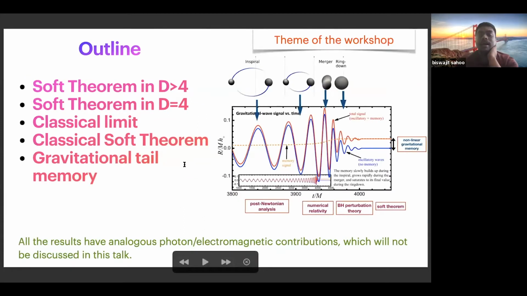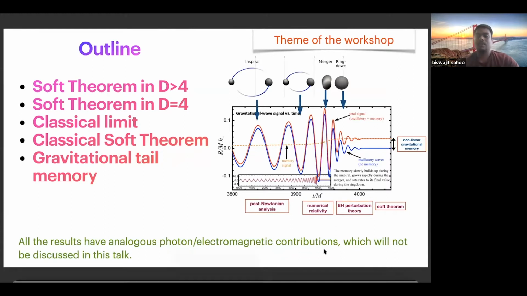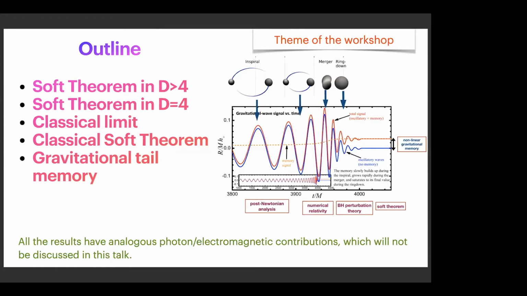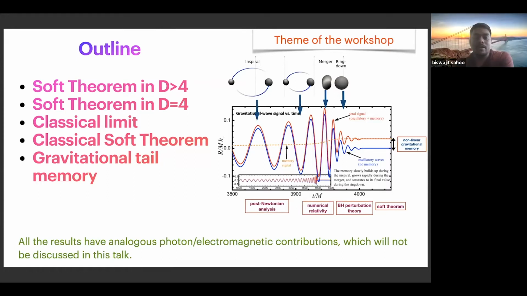So let me start by giving the outline. I will first talk about soft theorem in space-time dimension greater than 4. Then I will talk about soft theorem in space-time dimension 4. Then I will talk about how to take the classical limit of the soft theorem, and from this classical limit one can extract the gravitational waveform. Then I will explicitly derive, independently, this long wavelength gravitational waveform, and I will show how it matches with the classical limit. Then I will talk about the implications of these derivations in terms of gravitational tail memory.